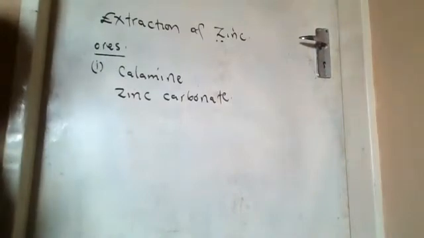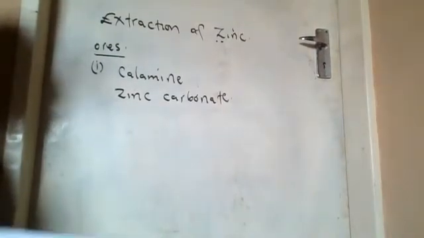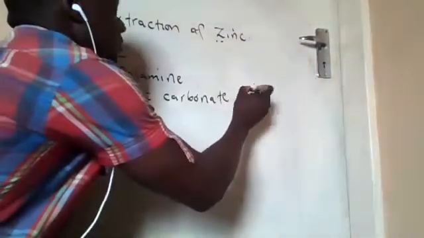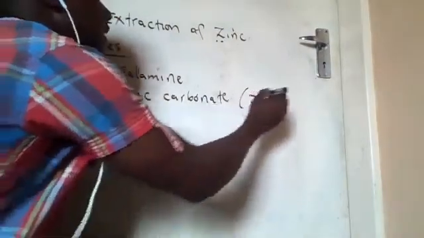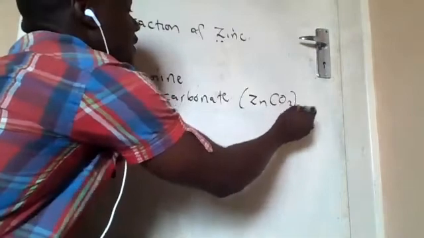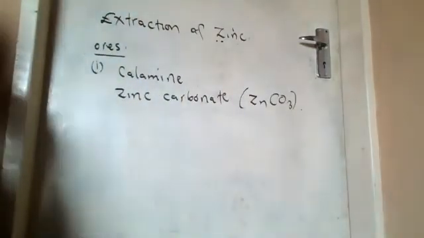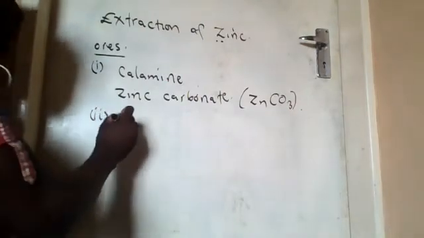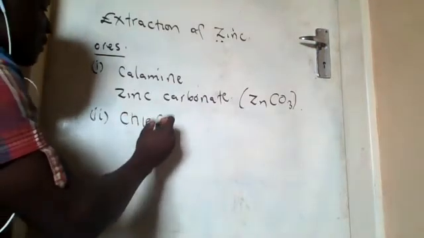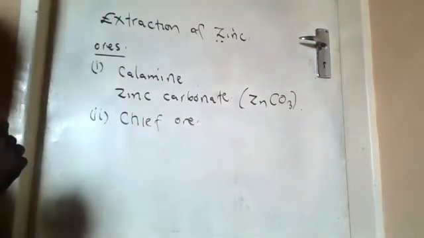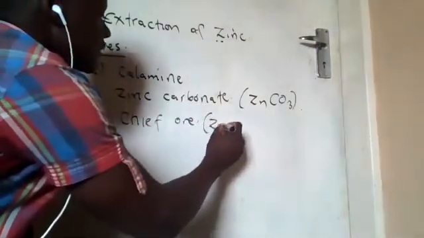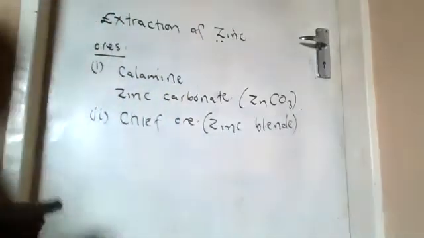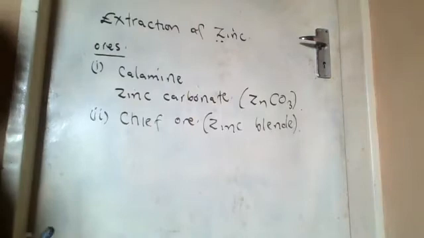Now, what is the chemical formula for zinc carbonate? We all know that the chemical symbol for zinc is Zn, and then the carbonate is CO3. So that is the calamine, the zinc carbonate. Then the other ore in which zinc can exist, actually this one is what we call the chief ore. The name is zinc blende. So zinc blende is the chief ore, the major ore in which zinc can exist.